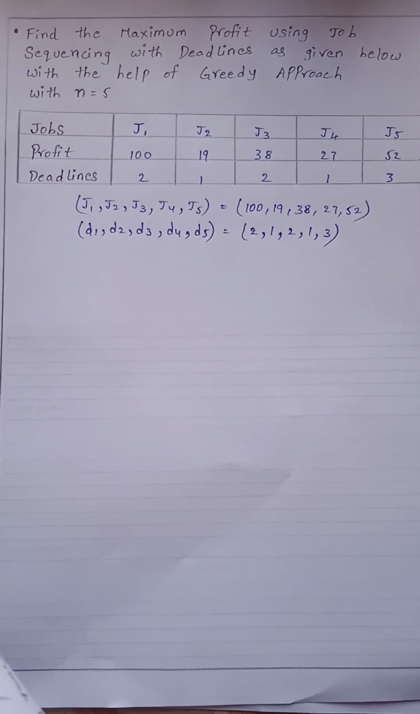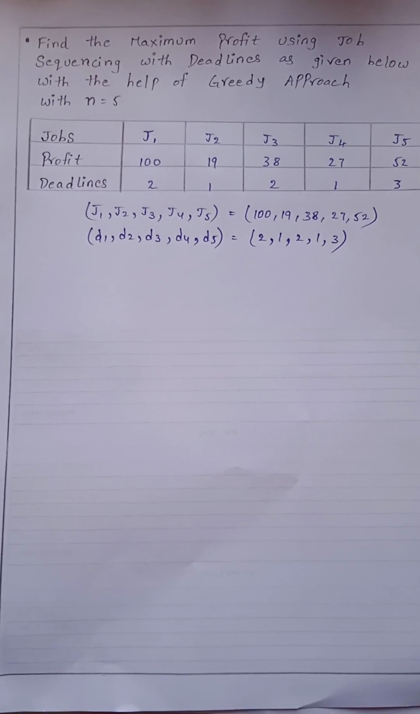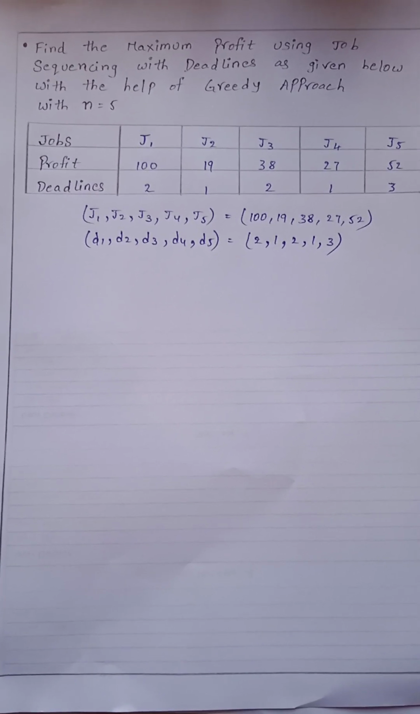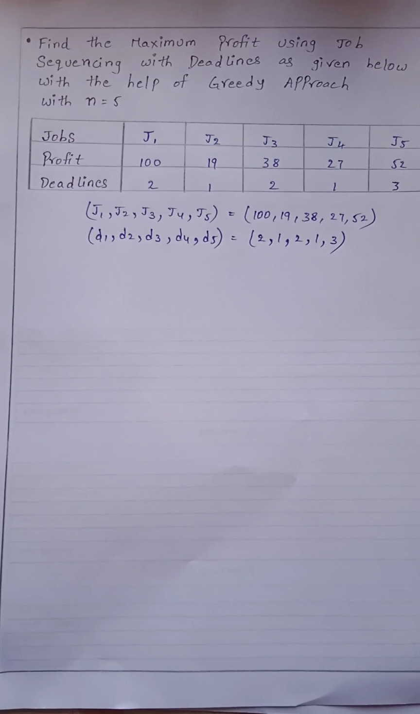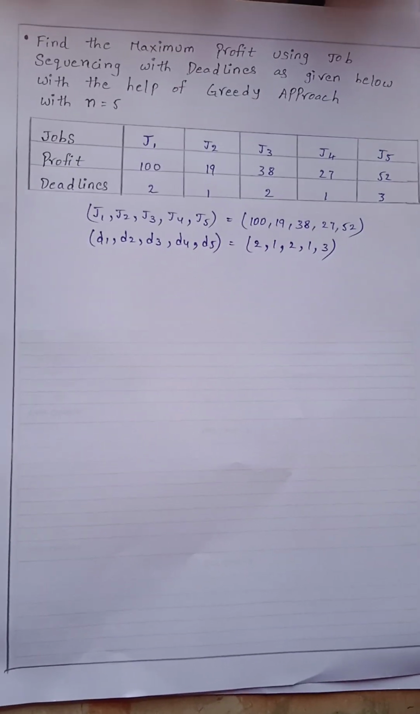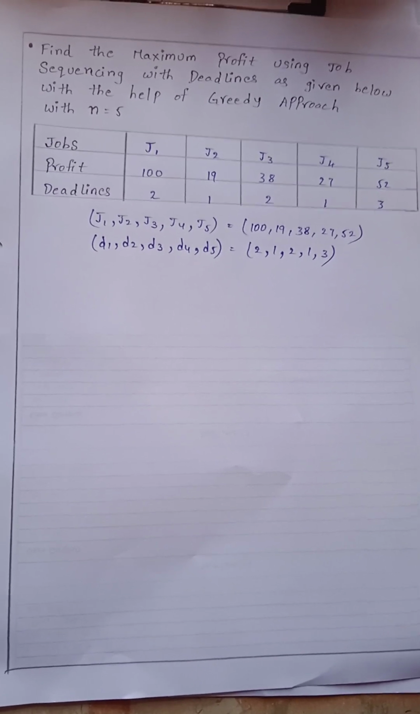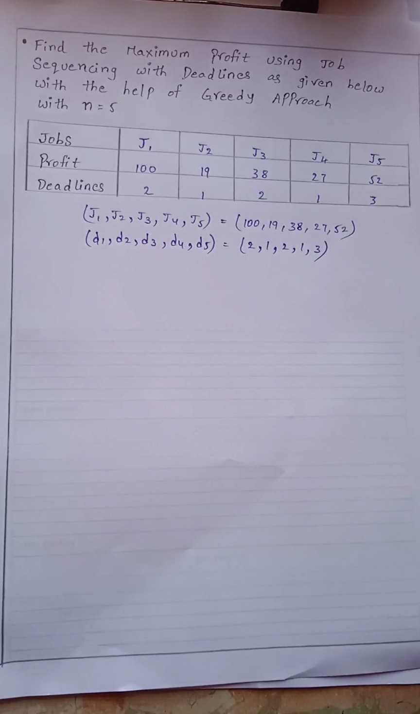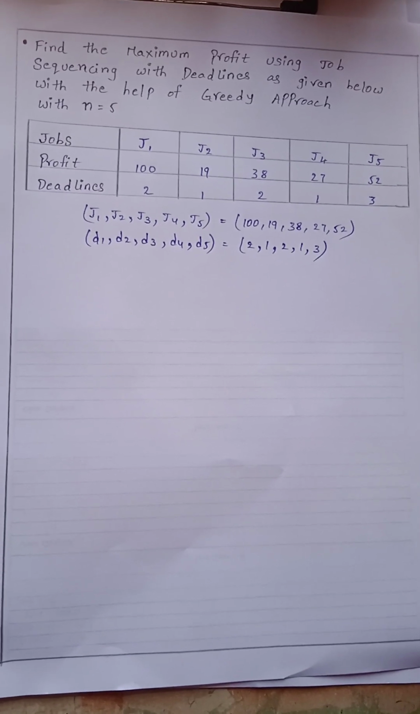Let's do the problem. Find the maximum profit using job sequence with deadlines as given below with the help of greedy approach with n equal to 5. Here jobs are J1, J2, J3, J4 and J5. Profits are 100, 19, 38, 27 and 52. Deadlines are 2, 1, 2, 1, 3.